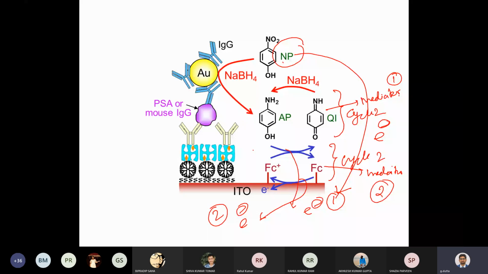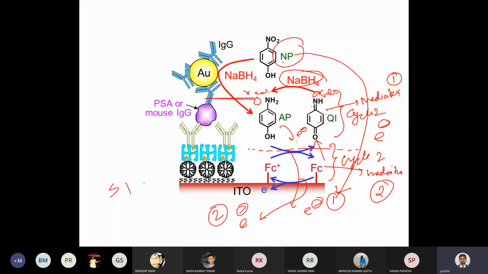Then this aminophenol can be converted to the quinonimine, right? So if we apply some potential, this aminophenol can be converted to the quinonimine because of the potential, right, Vipradeep? Yes, sir. Because this is the reduced form and this is the oxidized form. So if you want to oxidize by applying some oxidation potential, then it will release the electron. It will form this, and it will be converted again to this because of sodium borohydride, right? Then we can get the electron and we can get the signal 1.